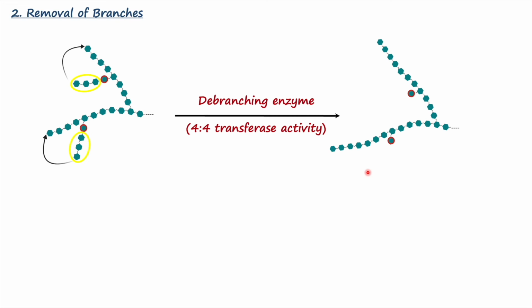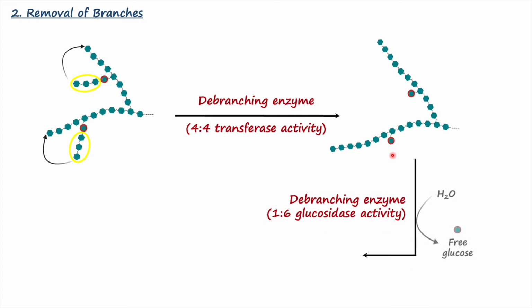Now the next step is the removal of this single glucose residue at the branch point, where this glucose molecule is connected to another glucose molecule by alpha 1,6 glycosidic bond. This single glucose residue is then hydrolytically removed as a free glucose with the help of the 1,6 glucosidase activity of the debranching enzyme.